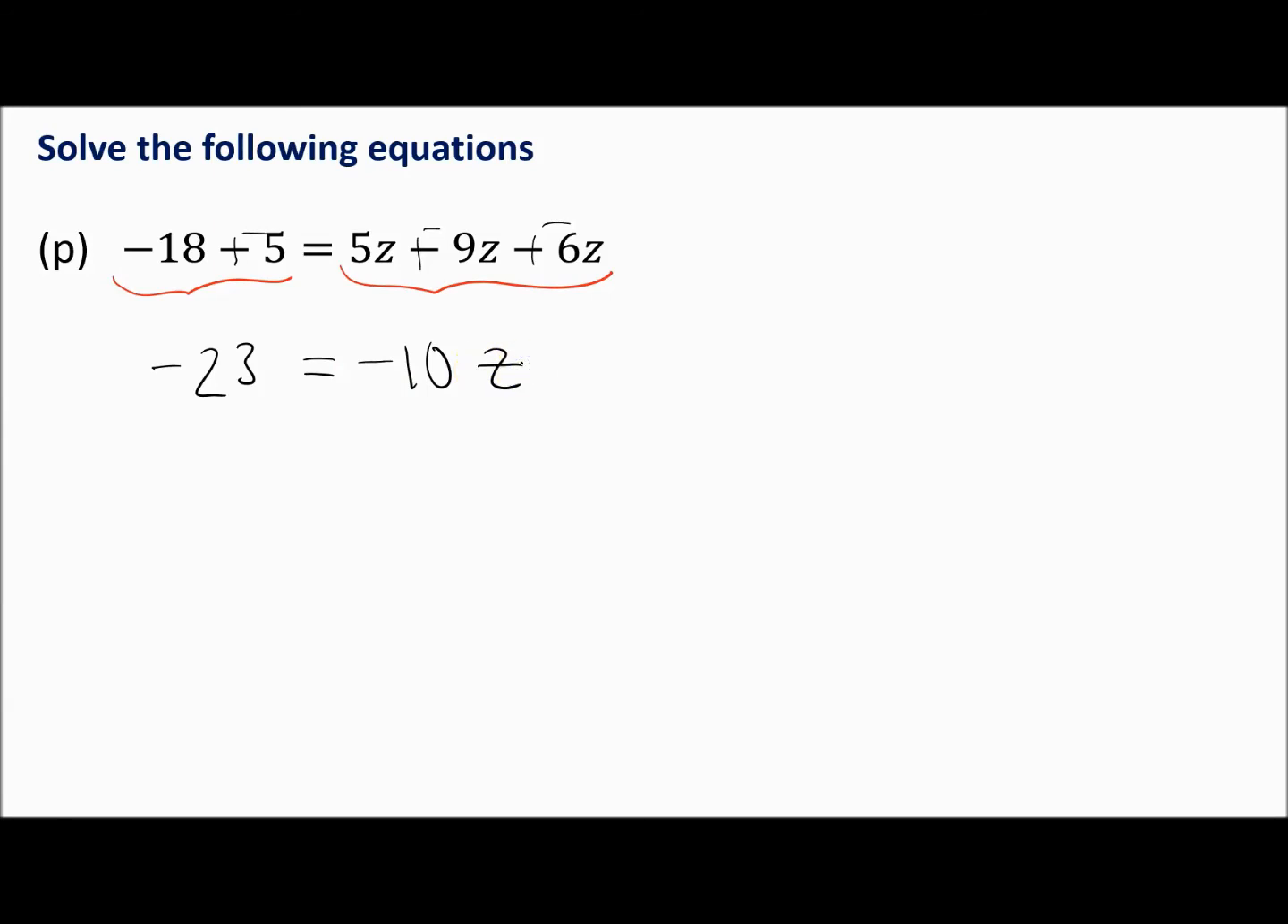Make sure you see that. You can just do that in your head. 5 minus 9 is negative 4. Negative 4 minus 6 is negative 10. So the second line is really what we're doing.